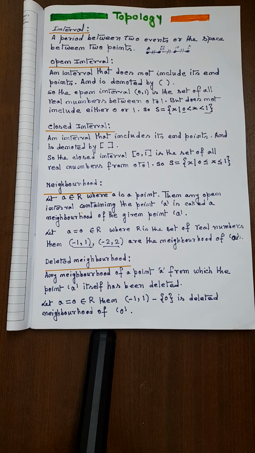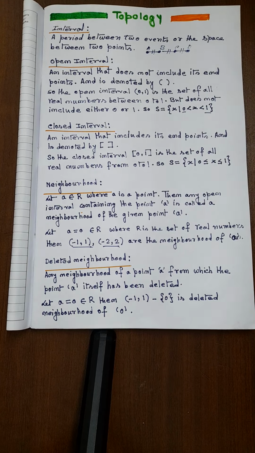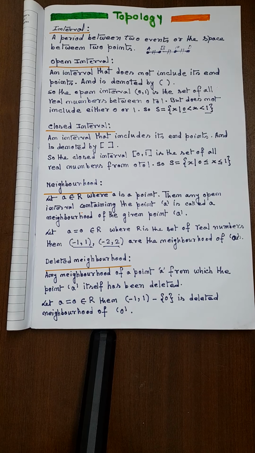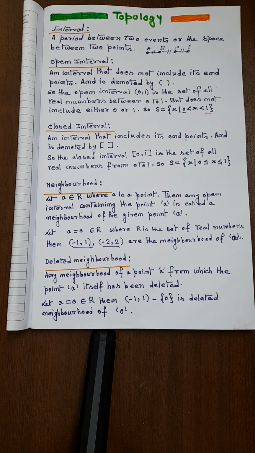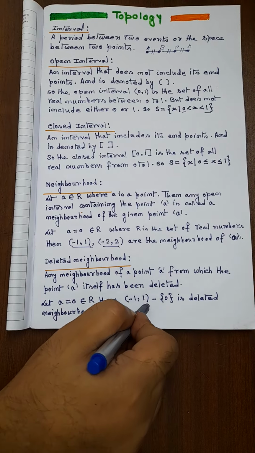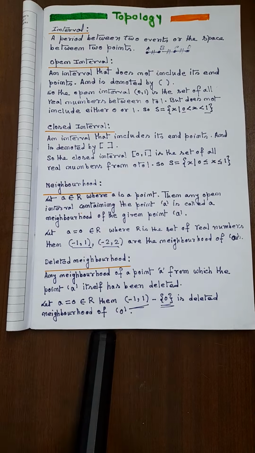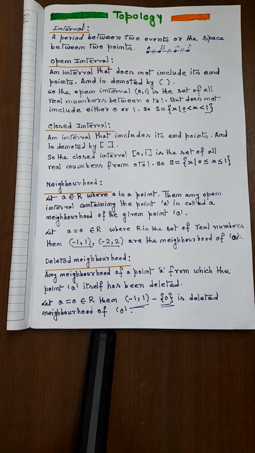Now what is a deleted neighborhood? Any neighborhood of a point A from which the point A itself has been deleted is called a deleted neighborhood. For example, let A equal 0 belong to R. If we take the difference of the open interval (-1, 1) and {0}, the resultant will be the deleted neighborhood.